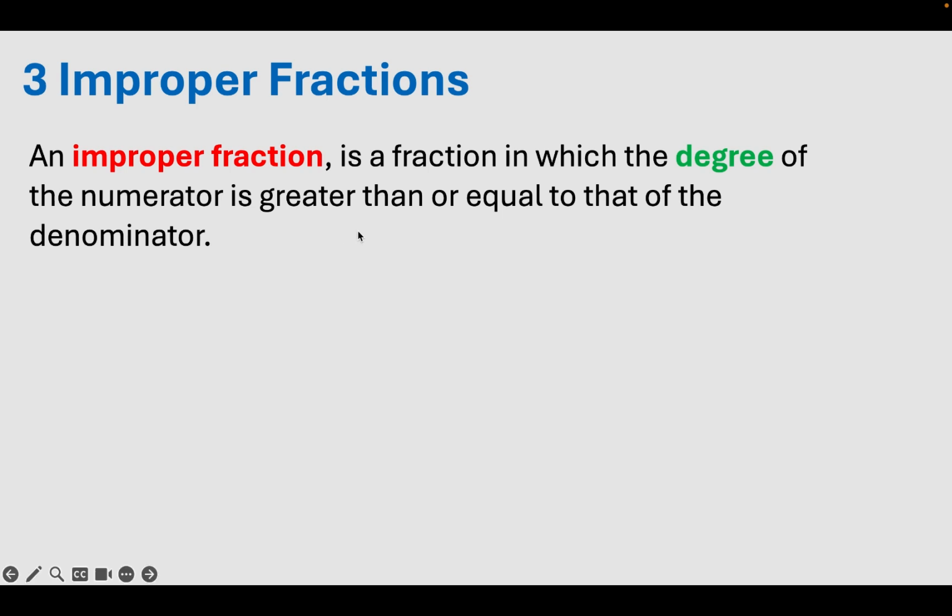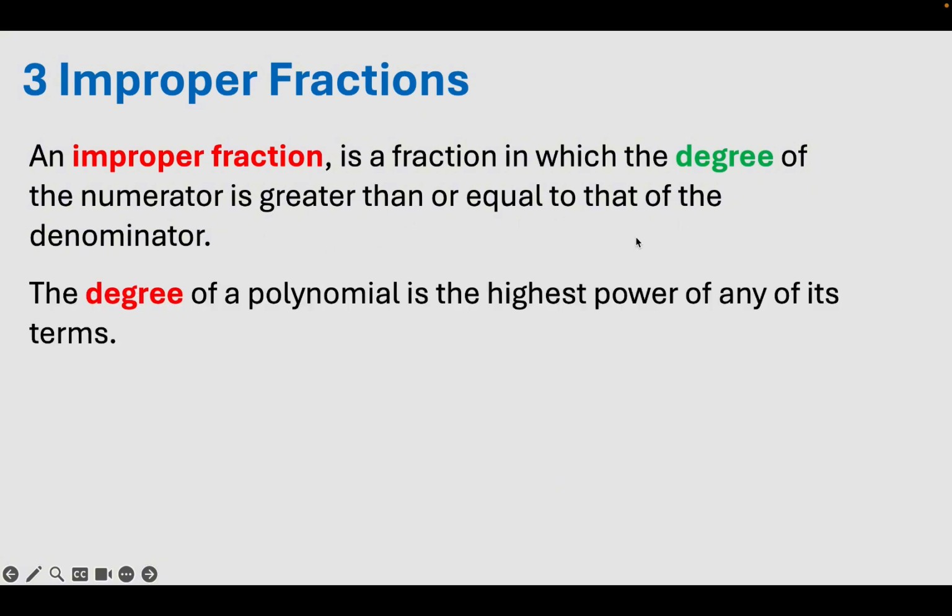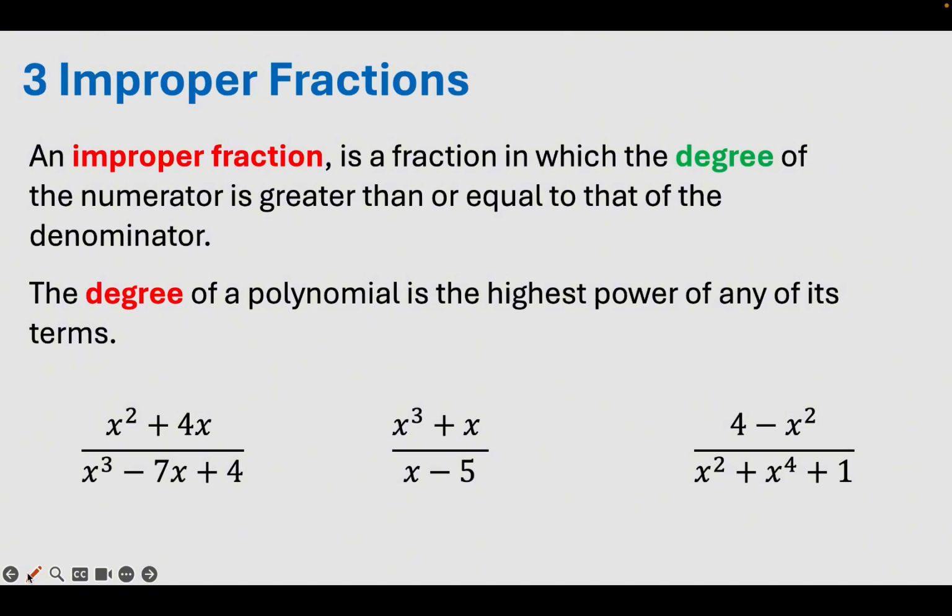Okay, so what is an improper fraction? Well, an improper fraction is a fraction in which the degree of the numerator is greater than or equal to that of the denominator. Just a reminder, the degree of a polynomial is the highest power of any of its terms.